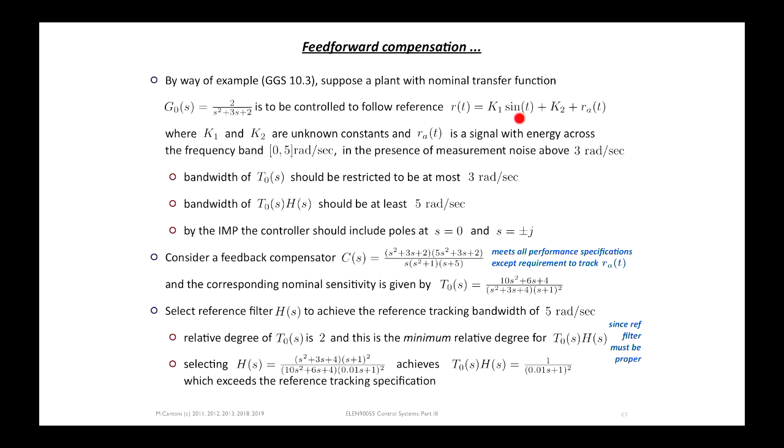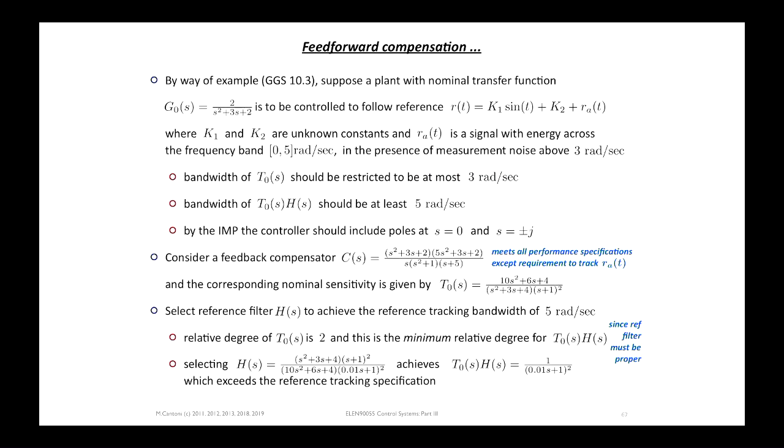There's a sinusoidal component of the reference, with known frequency, one radian per second, known phase, but uncertain magnitude. We've got a step component of the reference. We know it's a step, but we don't know how big it is. And then we've got this other component, which we don't really know very much about, other than it has energy across this frequency band.